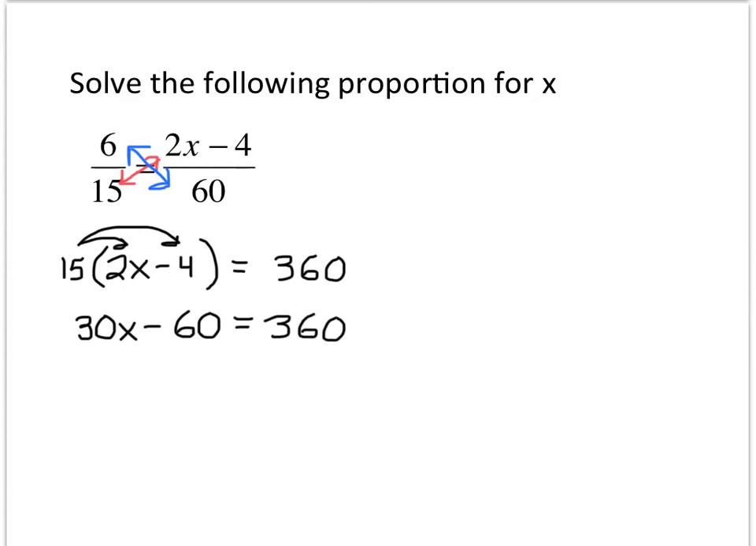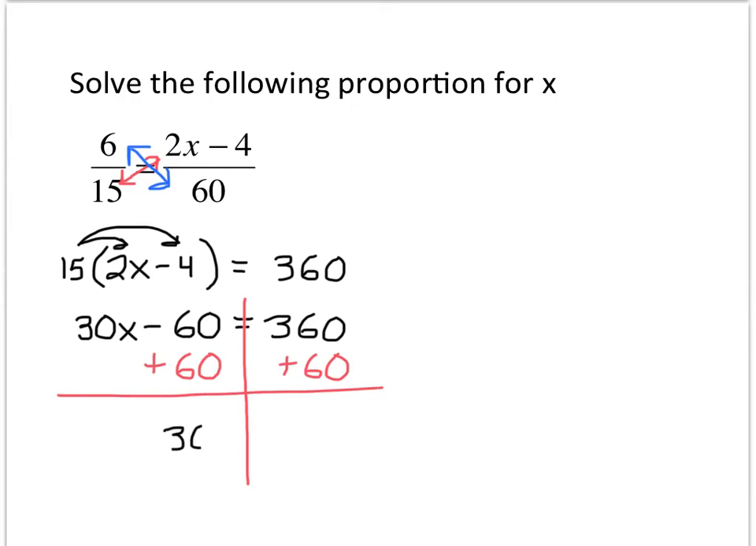So if I solve this equation, I have to do the inverse of the subtraction first. Remember, inverse of PEMDAS. So I'm going to deal with the subtraction before the multiplication. I'm going to add 60 to both sides. This is going to give me then that 30x is equal to 360 plus 60, which is 420. And then to finish solving, I need to do the inverse of multiplication, which is division, recognizing that multiplication and division by 30 divide to 1.